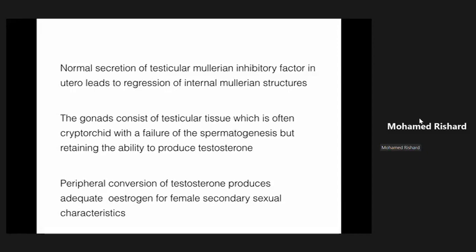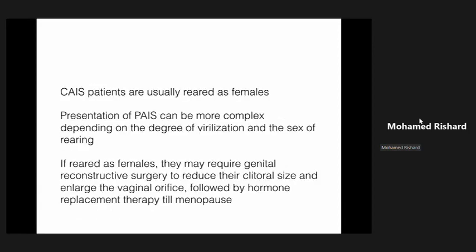Normally there is secretion of testicular Mullerian inhibitory factor, so the uterus will regress. They are genetically male. There is a spectrum of disease, and it can be partial or complete. Some of them will have a little bit of virilization, that means male-like features. Some of them will appear completely female.